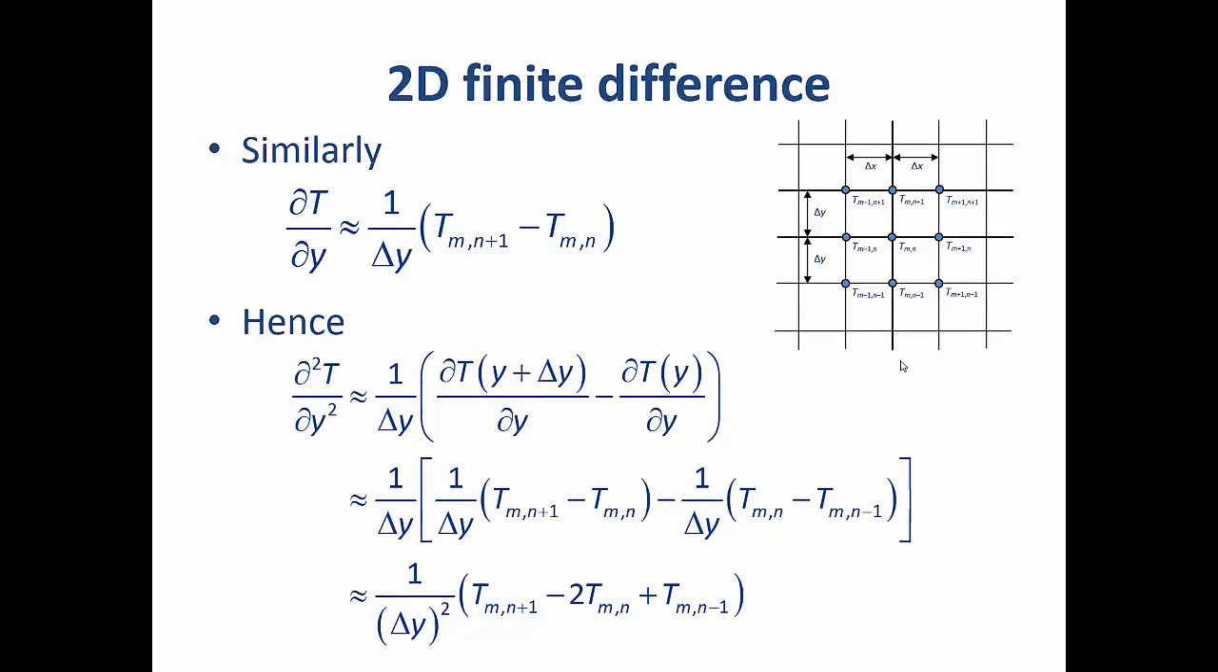I have a very similar result for the second order differential with respect to y, except now the adjacent nodes that you consider are the ones in this vertical direction, so that overall my second order differential with respect to y is 1 over delta y squared, temperature of the node m n plus 1, minus 2 times the temperature of the node m n, plus the temperature of the node m n minus 1.